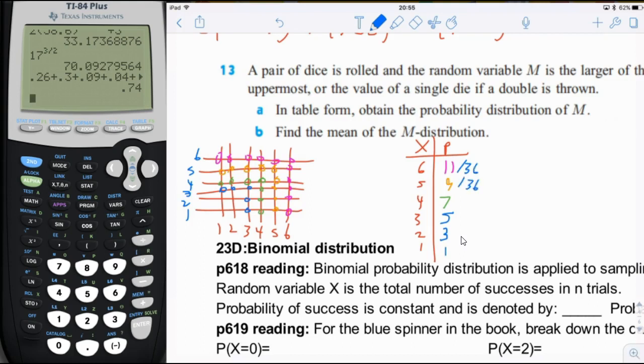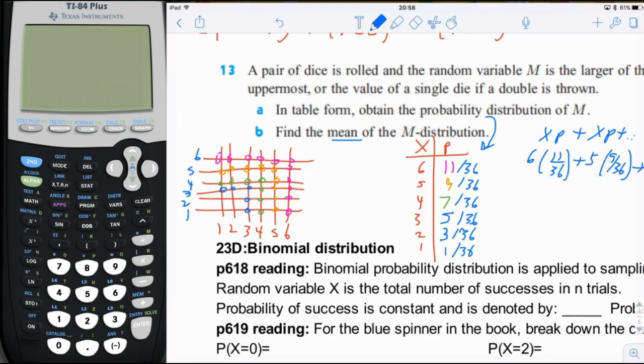Okay. Now they're going to ask us expected value, right? They ask us for the mean of the M distribution. This is the table form of the probability distribution. Find the mean. The way you find the mean, of course, is to multiply all the x's times all the p's, etc. So you're going to multiply 6 times 11/36. You're going to multiply 5 times 9/36, etc. And then you're going to get a number there.